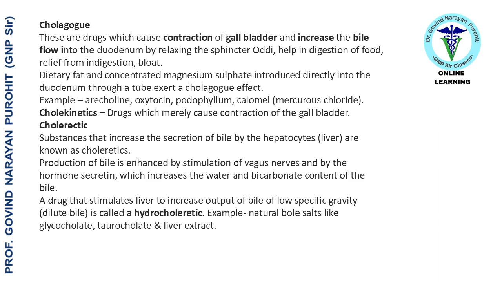Choleretics. Substances that increase the secretion of bile by the hepatocytes of the liver are known as choleretics. Production of bile is enhanced by stimulation of the vagus nerves and by the hormone secretin, which increases the water and bicarbonate content of the bile. A drug that stimulates the liver to increase output of bile of low specific gravity, dilute bile, is called a hydrocholeretic. Examples: natural bile salts like glycocholate, taurocholate, and liver extract.